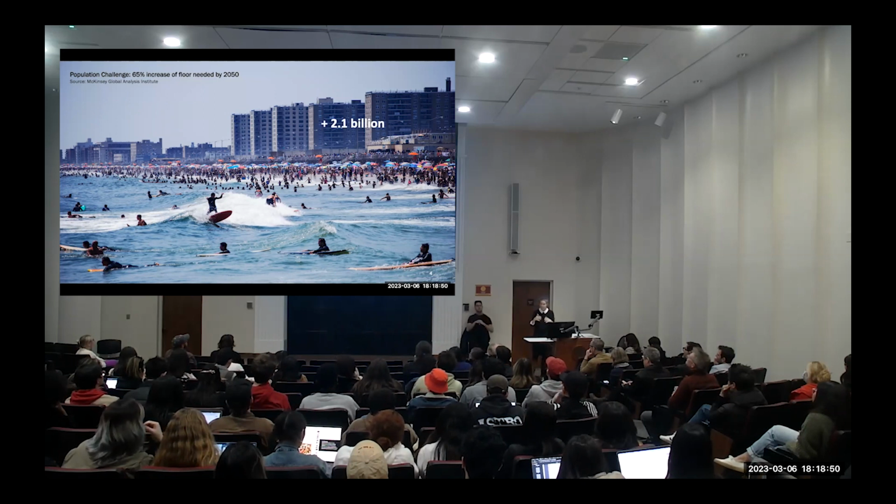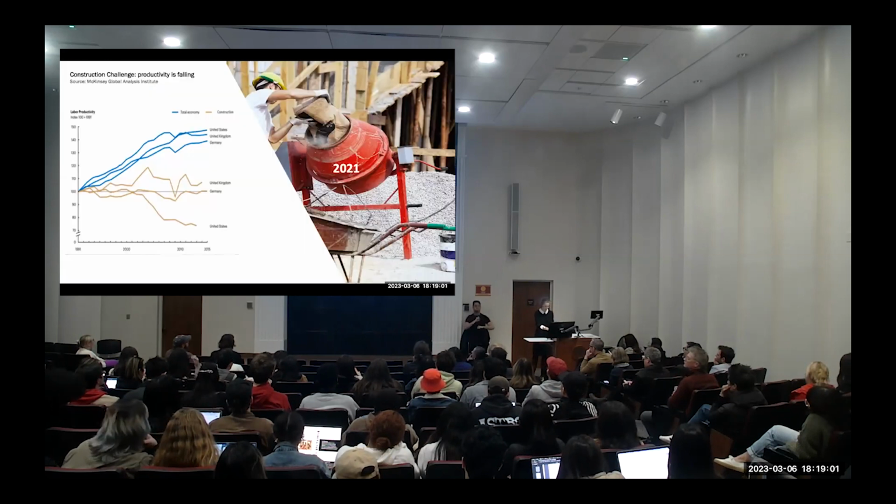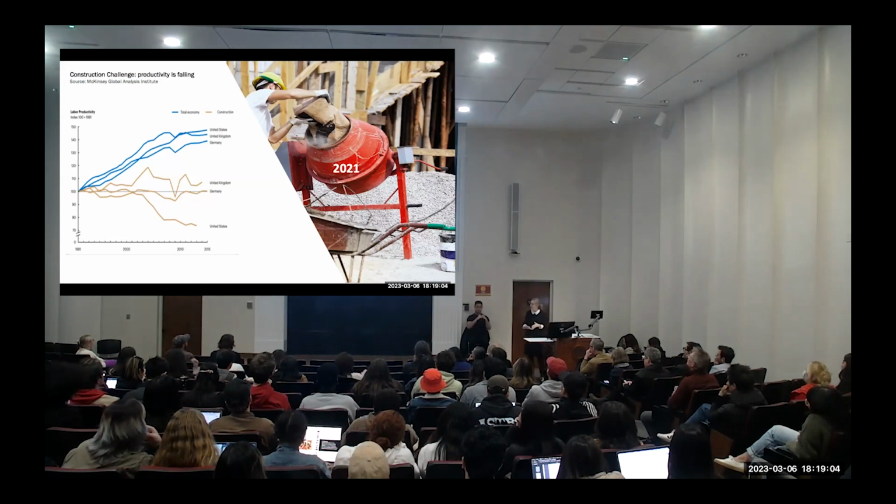And as you know, the population is going to grow a lot by 2050, and we're going to need about a 65% increase of floor space. So that's good for us, architects and structural engineers, but we have some challenges.